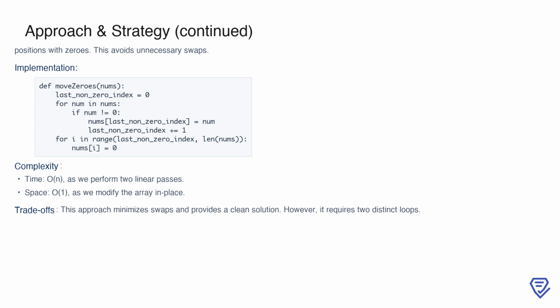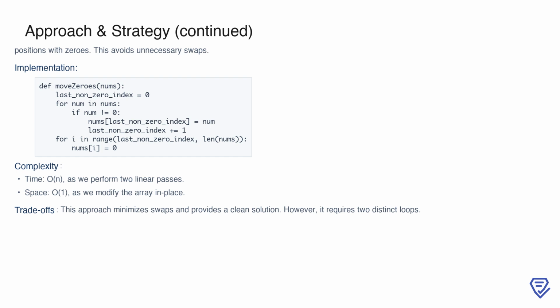In the first loop, we iterate through the array, and for each non-zero element, we place it at the last non_zero_index, incrementing this index as we go. After processing all elements, a second loop fills the rest of the array with zeros, starting from the last non_zero_index. This approach minimizes the number of write operations, making it efficient in terms of performance. It also maintains the in-place requirement, as no additional space is used.